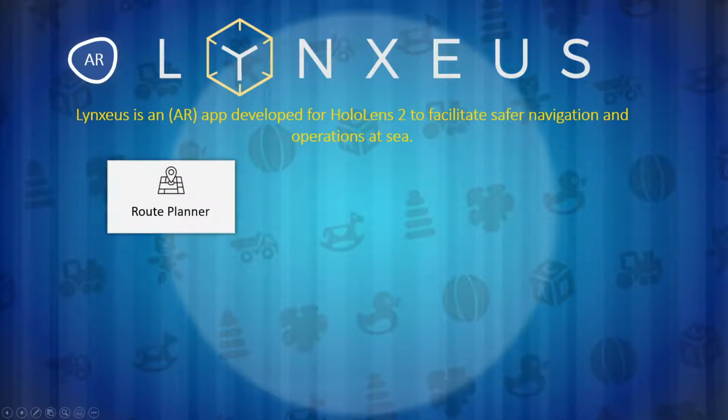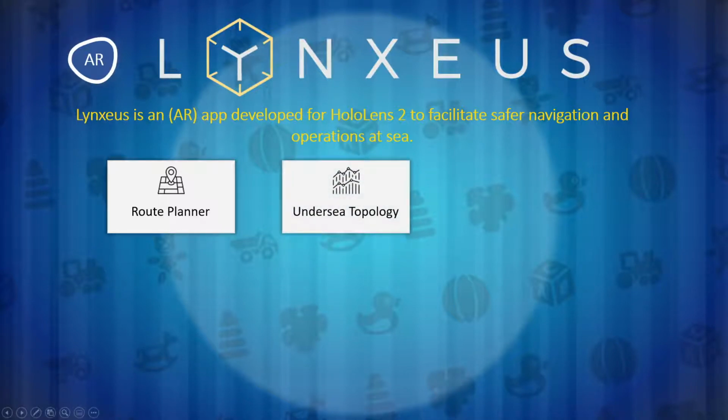First feature is Route Planner. So Route Planner allows us to specify the destination where we want to go, and the software generates possible routes. So the software is capable of detecting where we are, and based on the destination we get routes how to get there. Next feature is undersea topology. So this feature allows us to visualize chart data in real time so that we can see and avoid hazards beneath the surface.